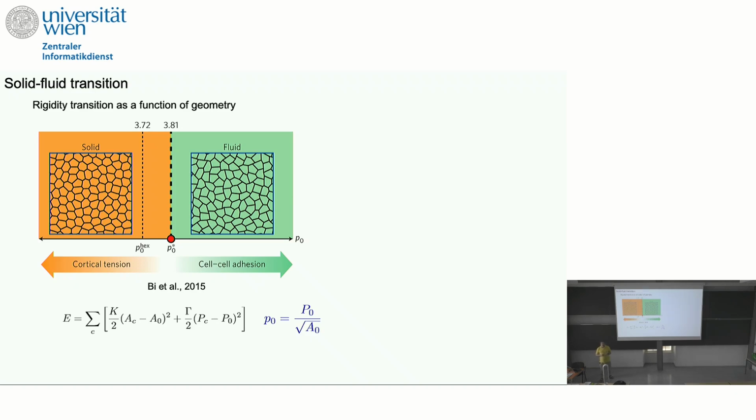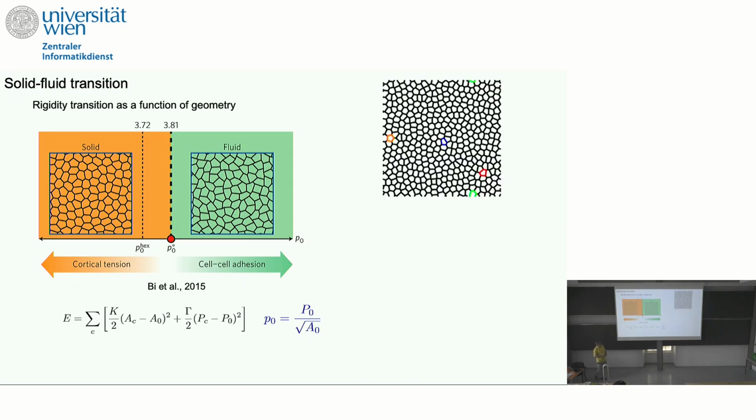So the system becomes floppy. You can actually move cells through your tissue without paying any energy penalty. So the tissue becomes fluid. Now, of course, there is no dynamics in here yet, so I need to kick it somehow in order to make it fluid, and that's what Max did using the ideas of the physics of active matter.